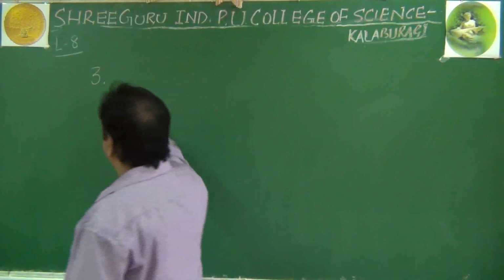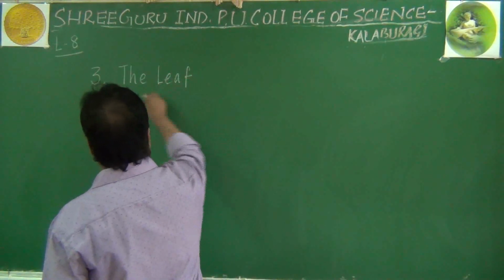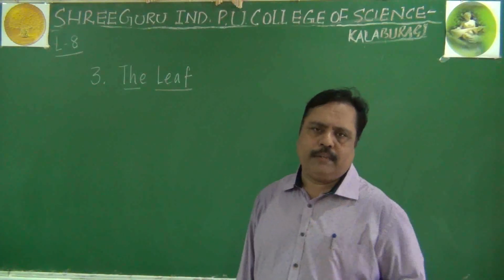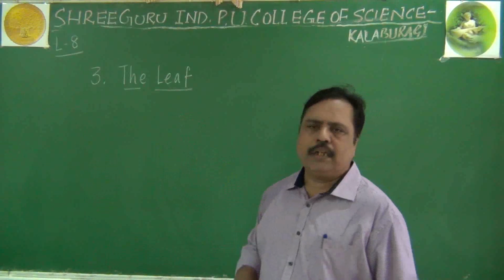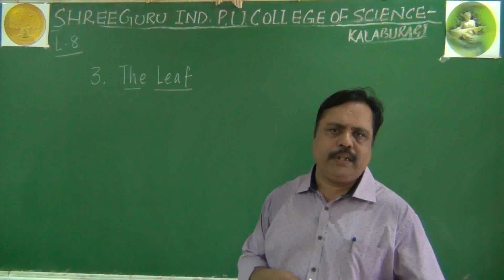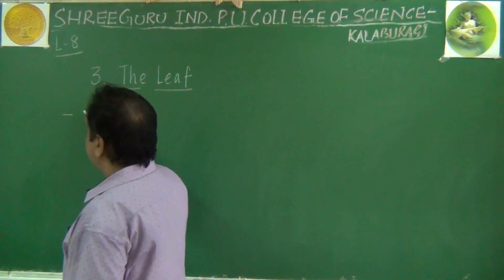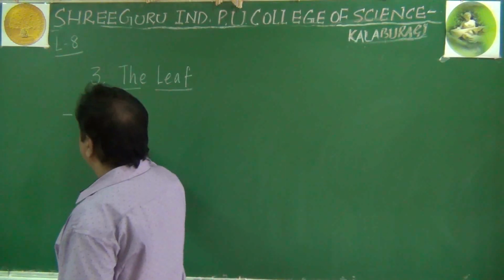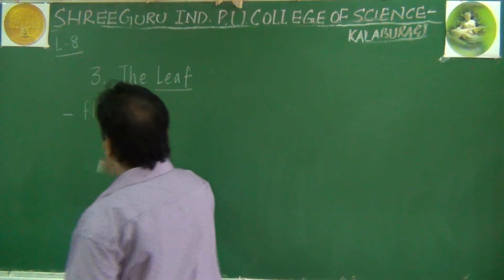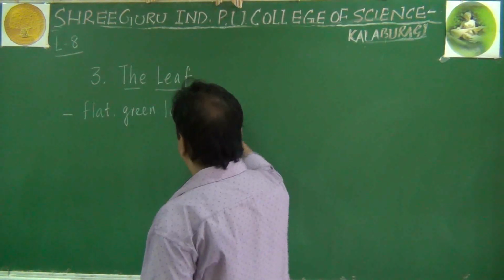In all the angiosperms, leaf becomes one of the important organs. I am going to talk about leaf here. You may be remembering the general definition for the leaf. What is a leaf? One more question can be asked. A leaf can be defined as a flattened, flat and at the same time green colored lateral appendage of the angiosperm.